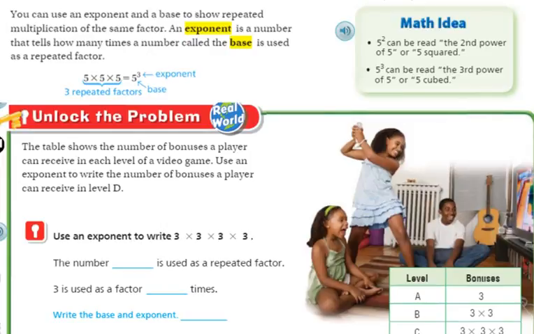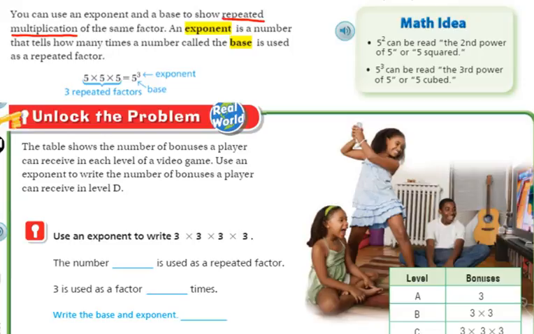You can use an exponent and a base to show repeated multiplication of the same factor. I want to underline this, repeated multiplication. When we're dealing with exponents, we're talking a series of multiplication. All right. An exponent, key term, is a number that tells how many times a number called the base is used as a repeated factor.